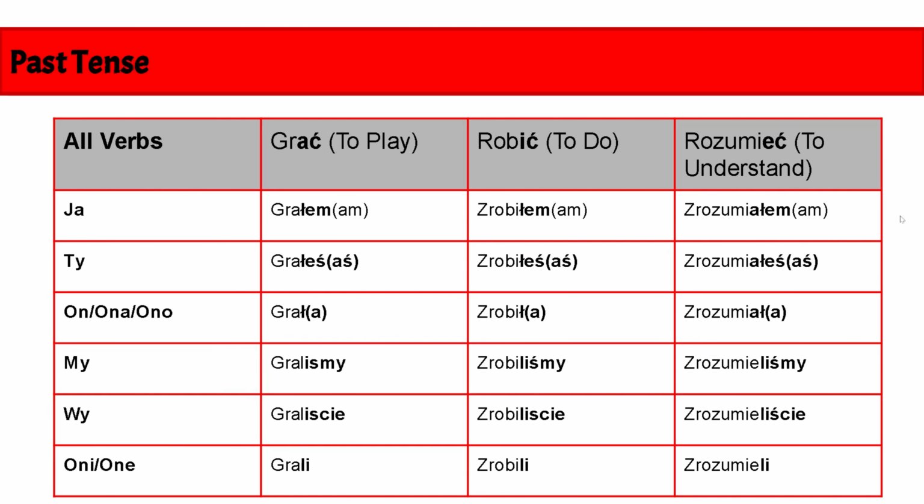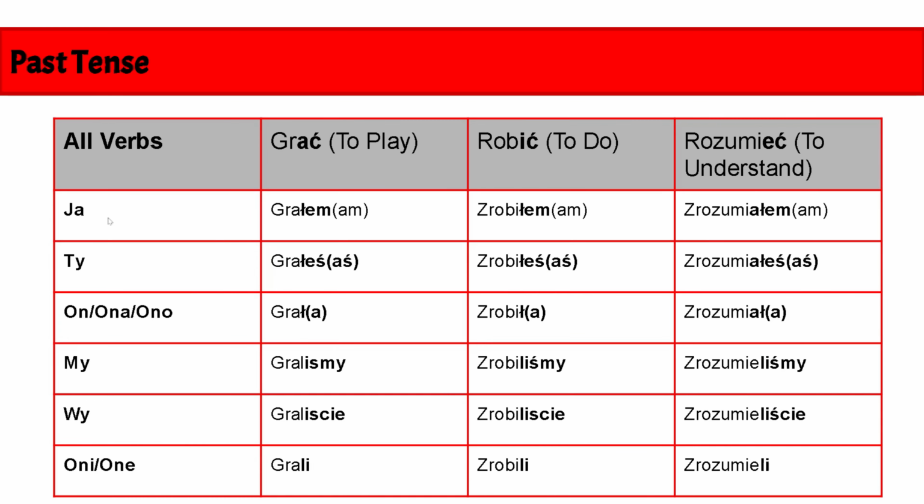Now we're going to get to the past tense, and I'm going to do it the exact same way. But if you notice, there are parentheses on this slide. Grałem and am, grałeś and aś, grał and a, zrobiłeś and aś. Well, what does that mean?